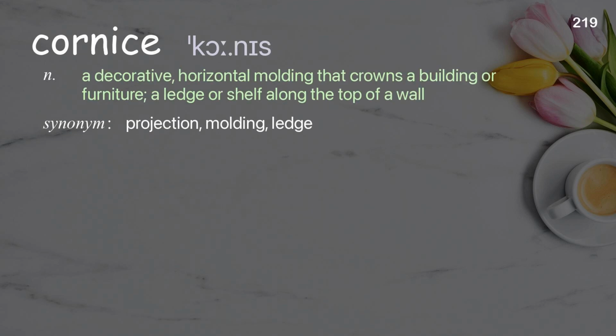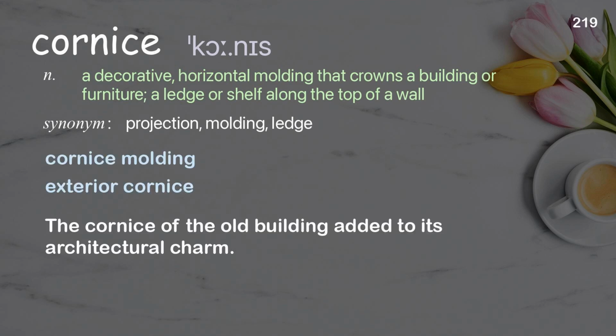Cornice. A decorative, horizontal molding that crowns a building or furniture, a ledge or shelf along the top of a wall. Examples: Cornice molding. Exterior cornice. The cornice of the old building added to its architectural charm.